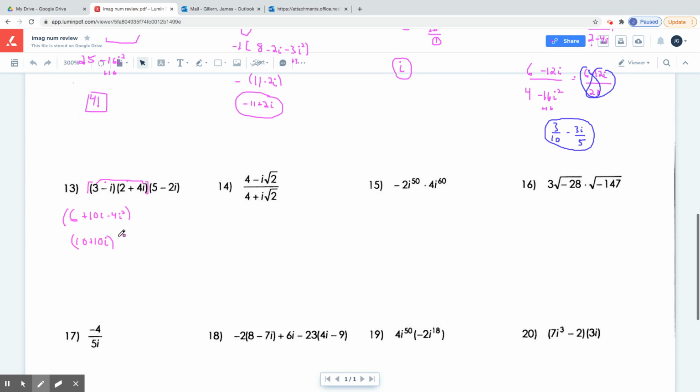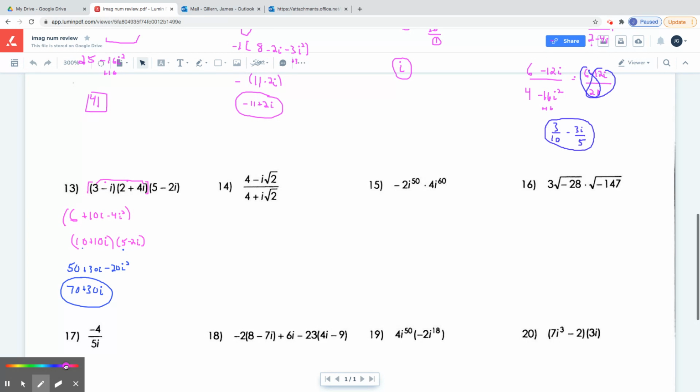Now I'm going to multiply that by the last one, which is 5 minus 2i, and we do it again. So 10 times 5 is 50. 10 times negative 2i is negative 20i. Then 10i times 5 is positive 50i, which combines to positive 30i. And 10i times negative 2i is negative 20i squared, which is really positive 20. 50 plus 20 is 70. Make sure we're putting it in standard form of a complex number. And I get 70 plus 30i for my answer.